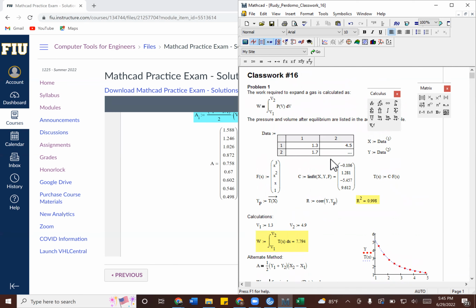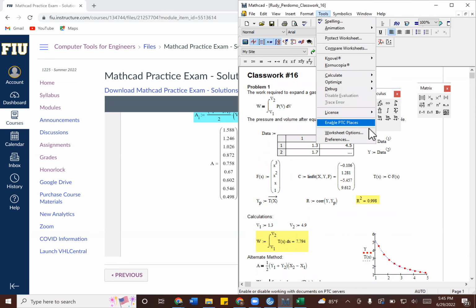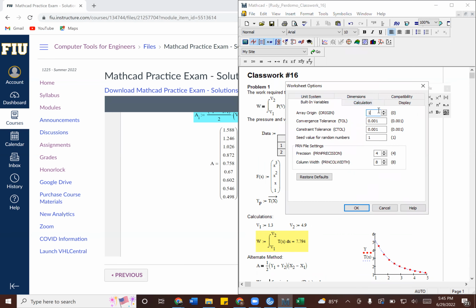Let me change that to X. Yeah, what's your question? I have a question. How do we change the starting value in the data table to 1 instead of 0? Tools, worksheet options, and then here, array origin, set it to 1. Thank you.